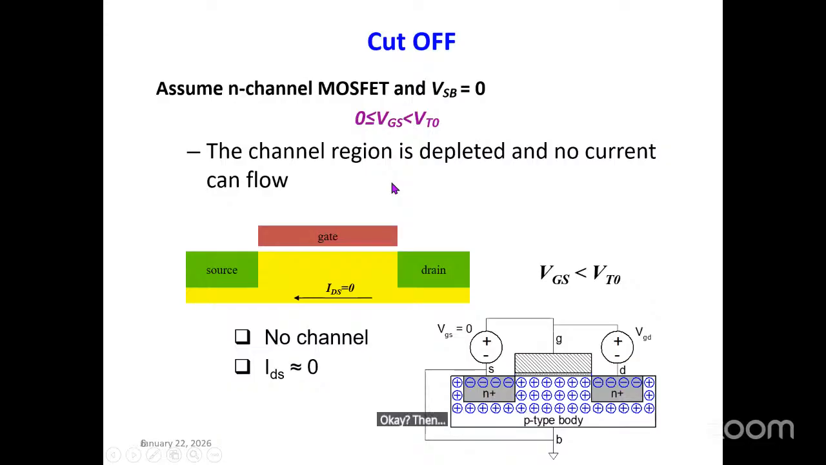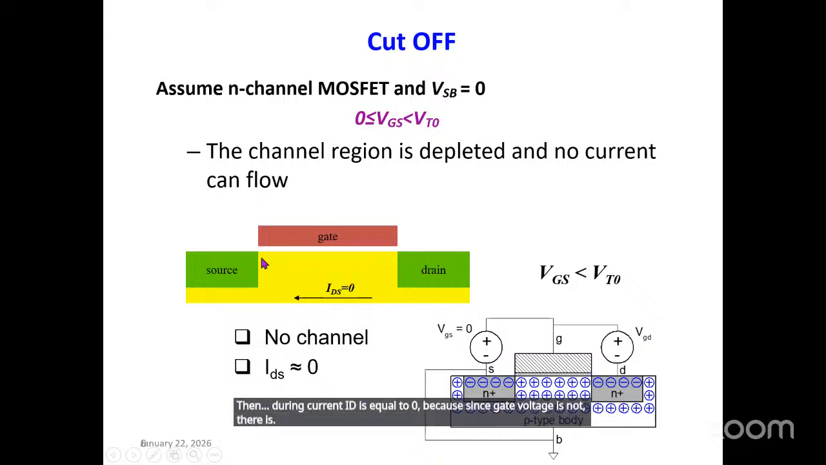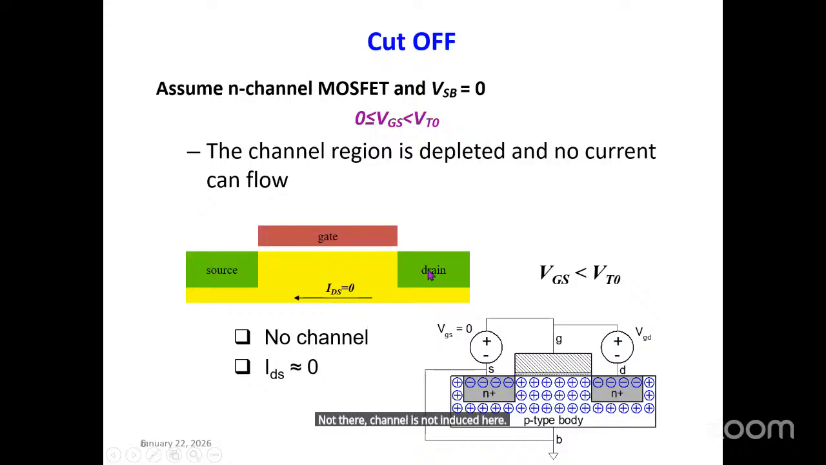Then what is meant when the device is off, cut off? When the device is off, it means gate to source voltage, the gate voltage with respect to source, is less than threshold voltage VT0, when there is no substrate bias. Then drain current ID is equal to 0, because since gate voltage is not there, the channel is not induced here. It is ideal thinking. Ideally, drain current is 0. Practically, drain current in picoamperes, called leakage current, always exists.